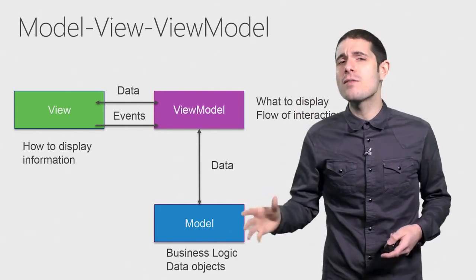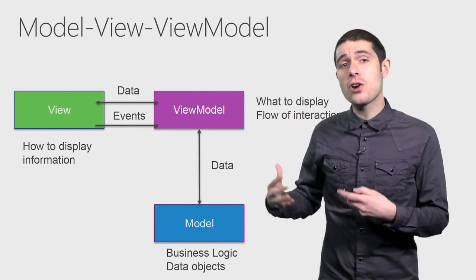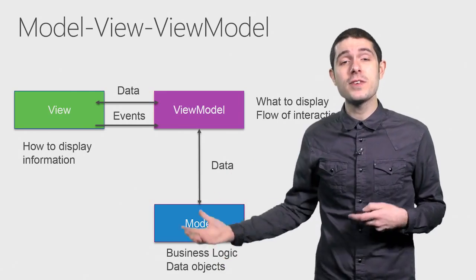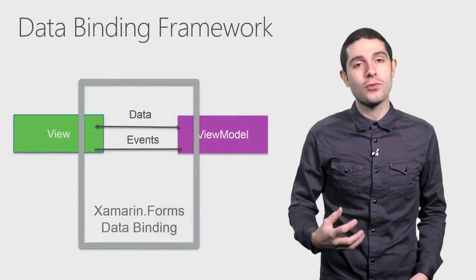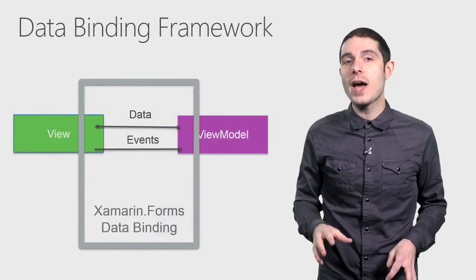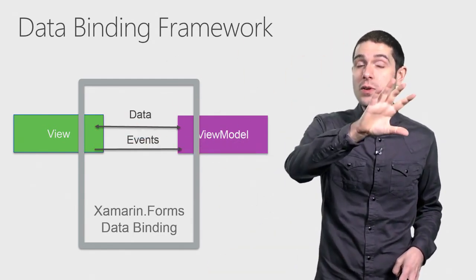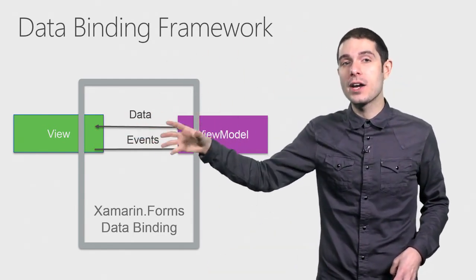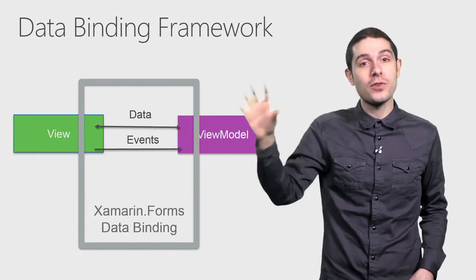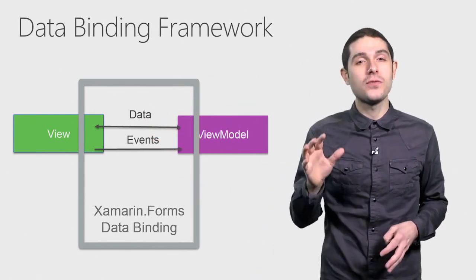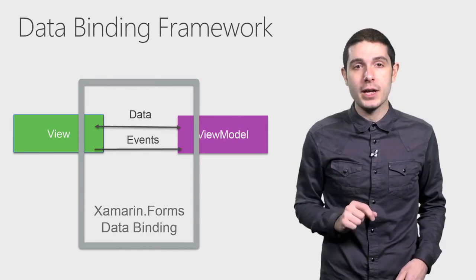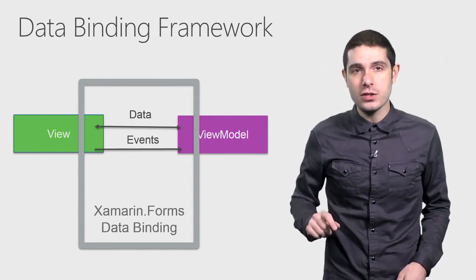Now the beauty of MVVM is that it's not only just an architectural pattern, but it's one that fits in great with a data binding framework. This handles all the interactions between the view and the view model. So when you update your view, the view model properties in the code behind update automatically and vice versa. And Xamarin Forms has a full data binding framework built right in. So let's see exactly how that works though.